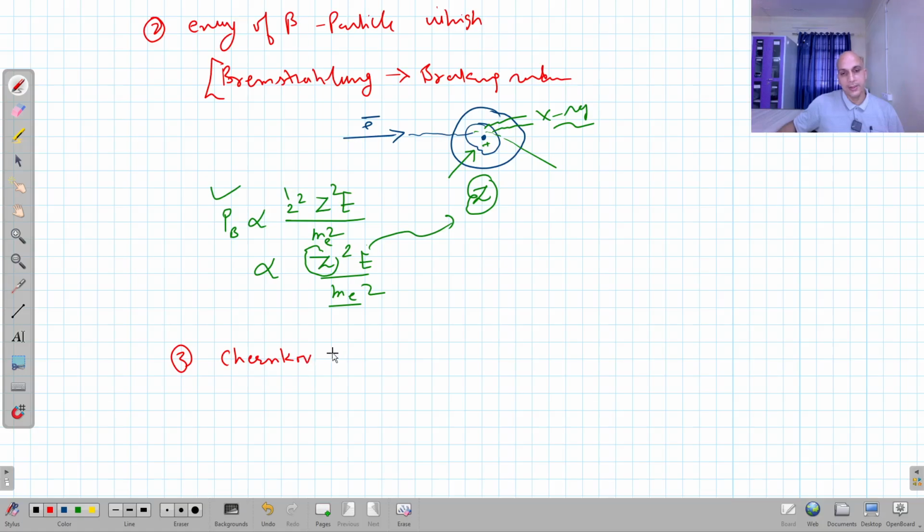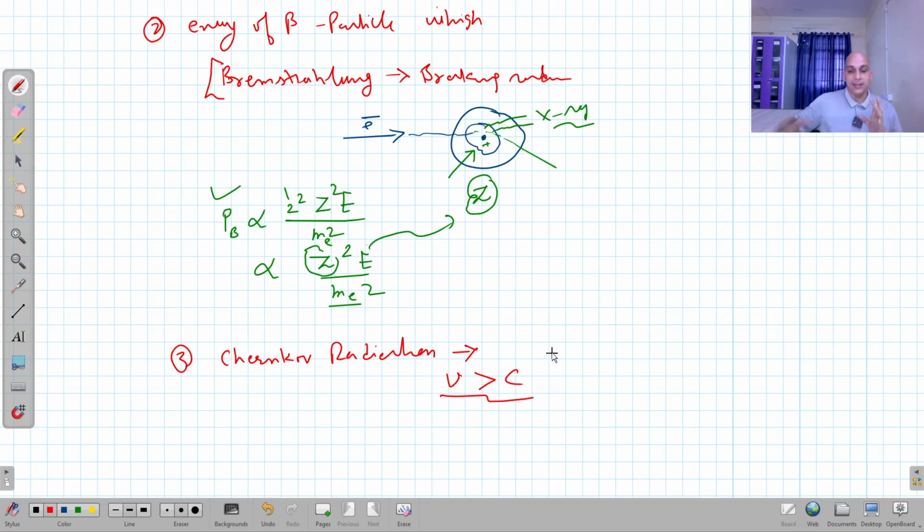Cherenkov radiation. Cherenkov radiation is basically the name given to the radiation that is emitted when a fast moving charged particle, like a beta particle, passes through a transparent dielectric medium with velocity v greater than the phase velocity of the light in that medium. It is very important: the velocity of the fast moving charged particle is greater than the phase velocity of the light in that dielectric medium.